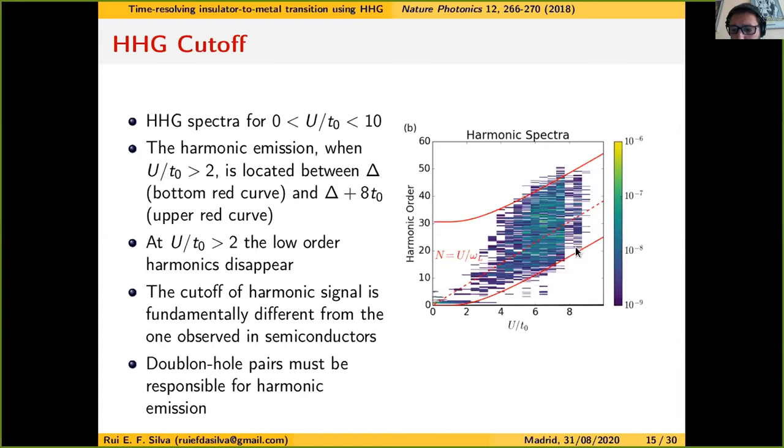And since all the relevant energies are between delta and delta plus 8 times T0, that is the bandwidth of our doublon and holon pair excitations, the formation of doublon and holon pairs must be responsible for the harmonic emission in this region of U. Okay.